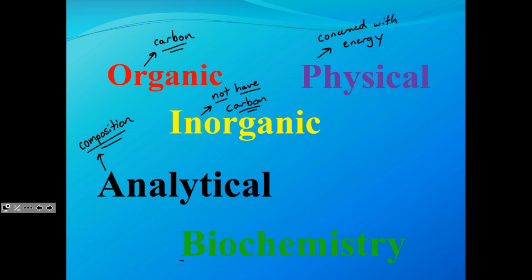Biochemistry, you may see the word life. You guys took biology before chemistry. So this is the chemistry of living things. Bio means life. So those are the 5 branches of chemistry.